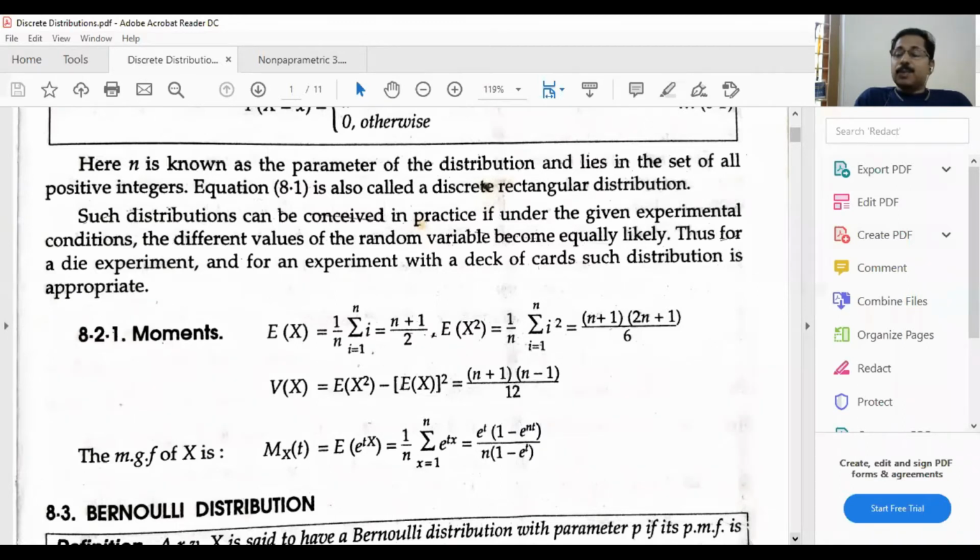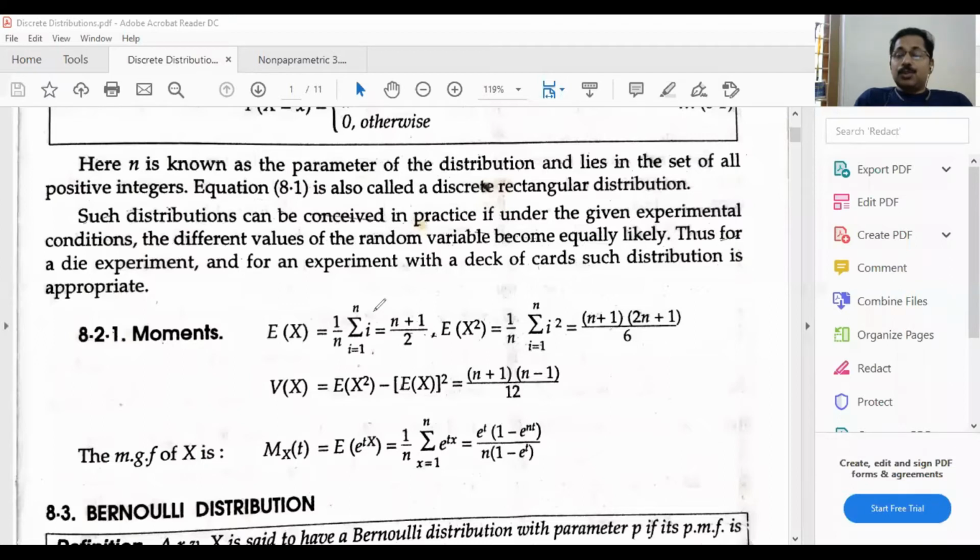Now we go to some properties. First one is expectation of x. How to get expectation of x? You know, expectation of x, for the discrete case, is summation over x into p of x. Here summation over x means x goes from 1 to n.